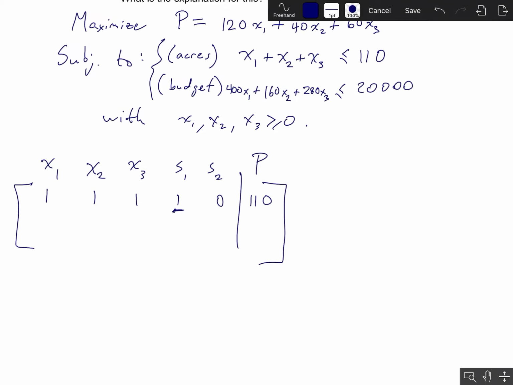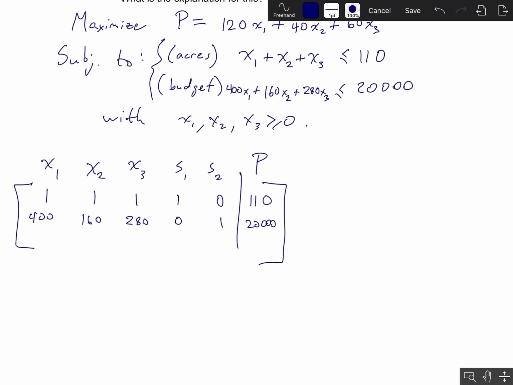So this is what I get for the first one. Notice that I needed to use my first slack variable for the first constraint. Similarly, for the second constraint, I would get a 400, 160, 280, and then a 0, 1, 20 grand. We had to use our second slack variable for the second constraint.